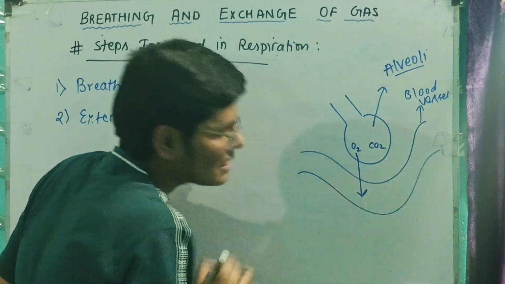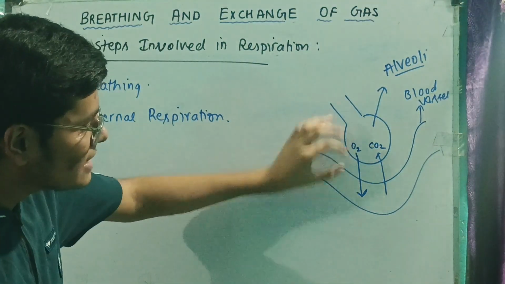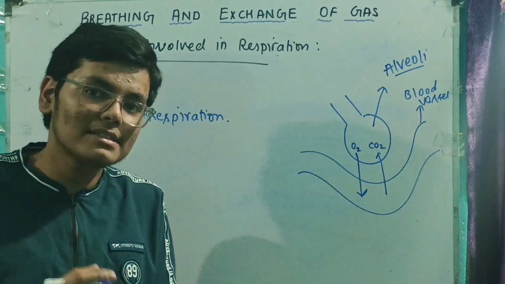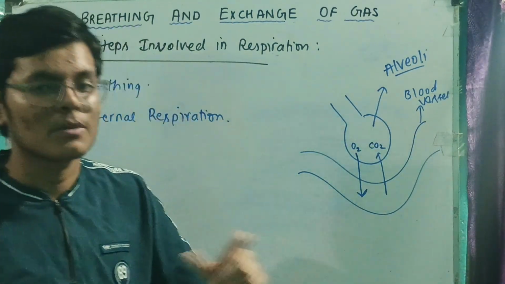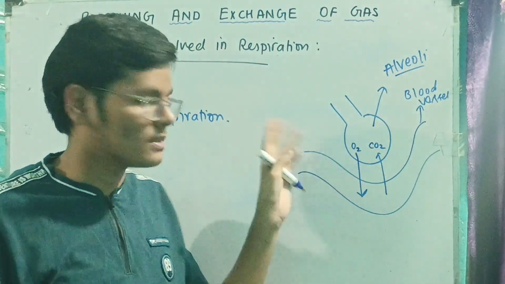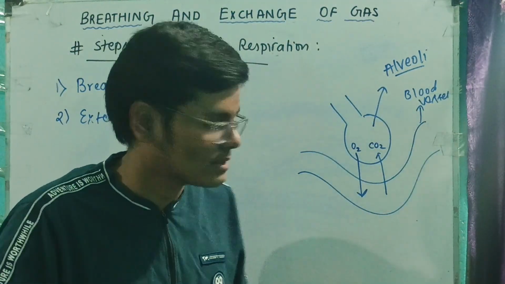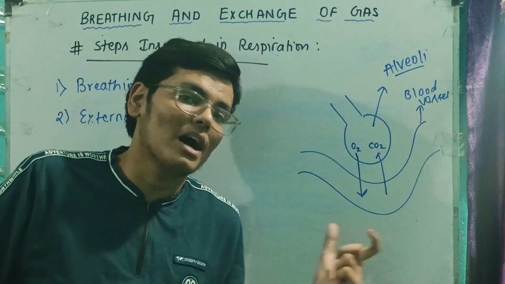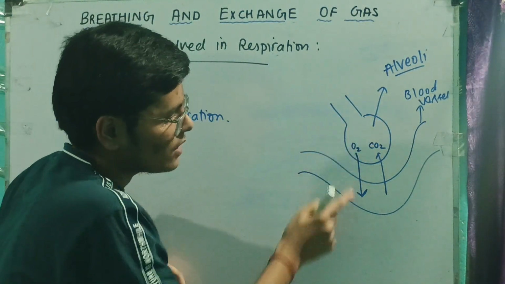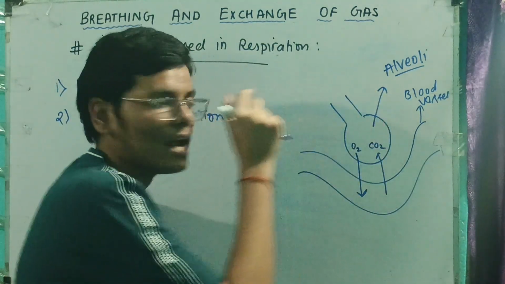Oxygen diffuses inside the blood vessel and carbon dioxide diffuses outside the blood vessel. So oxygen enters the blood vessels and carbon dioxide goes from the blood vessels to the alveoli. Why does it happen? It happens because of a pressure difference. There is a pressure gradient between them which causes the diffusion of gases. In the alveoli, the concentration of oxygen is more than carbon dioxide, and in the blood vessel the concentration of carbon dioxide is more. So oxygen goes from alveoli to blood vessel, and carbon dioxide goes from blood vessel to the alveoli.